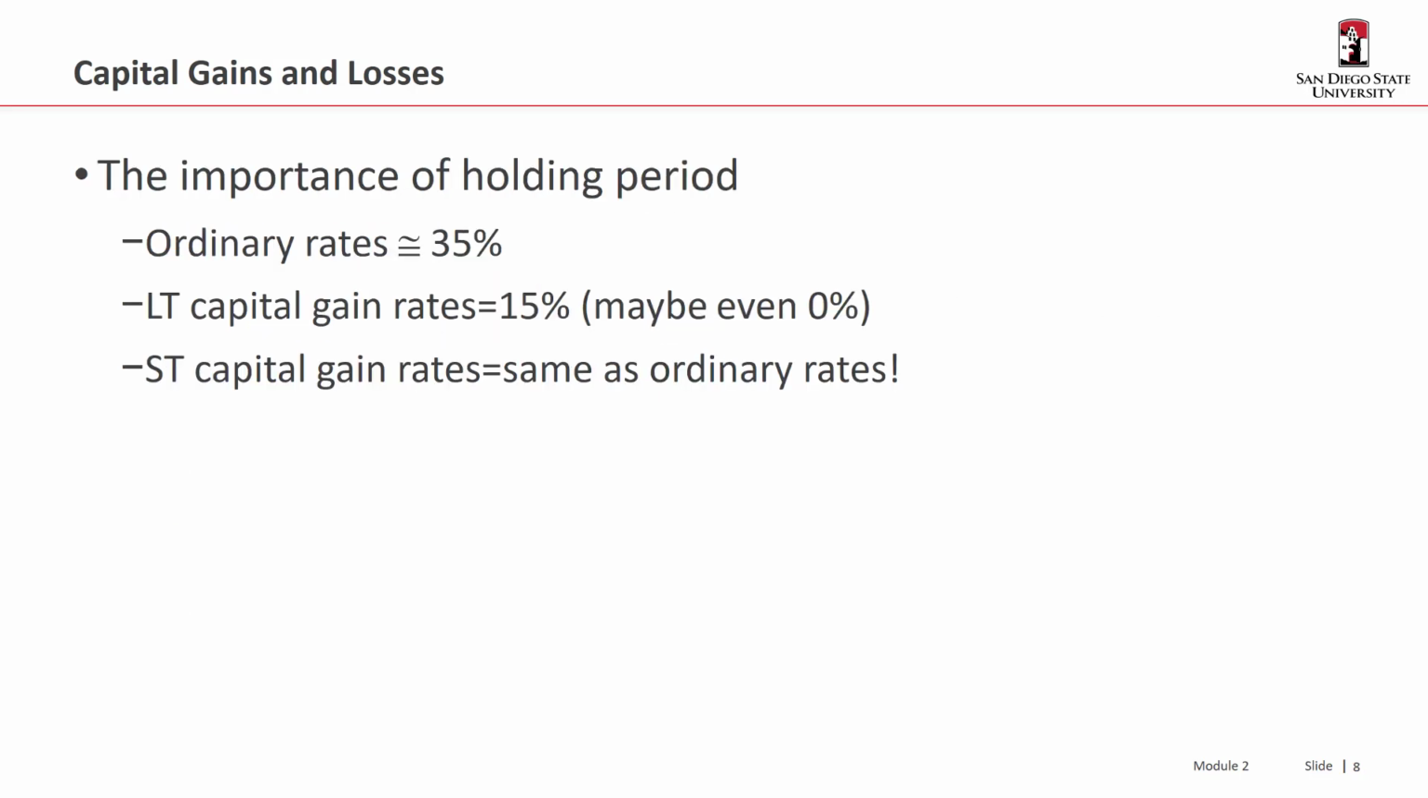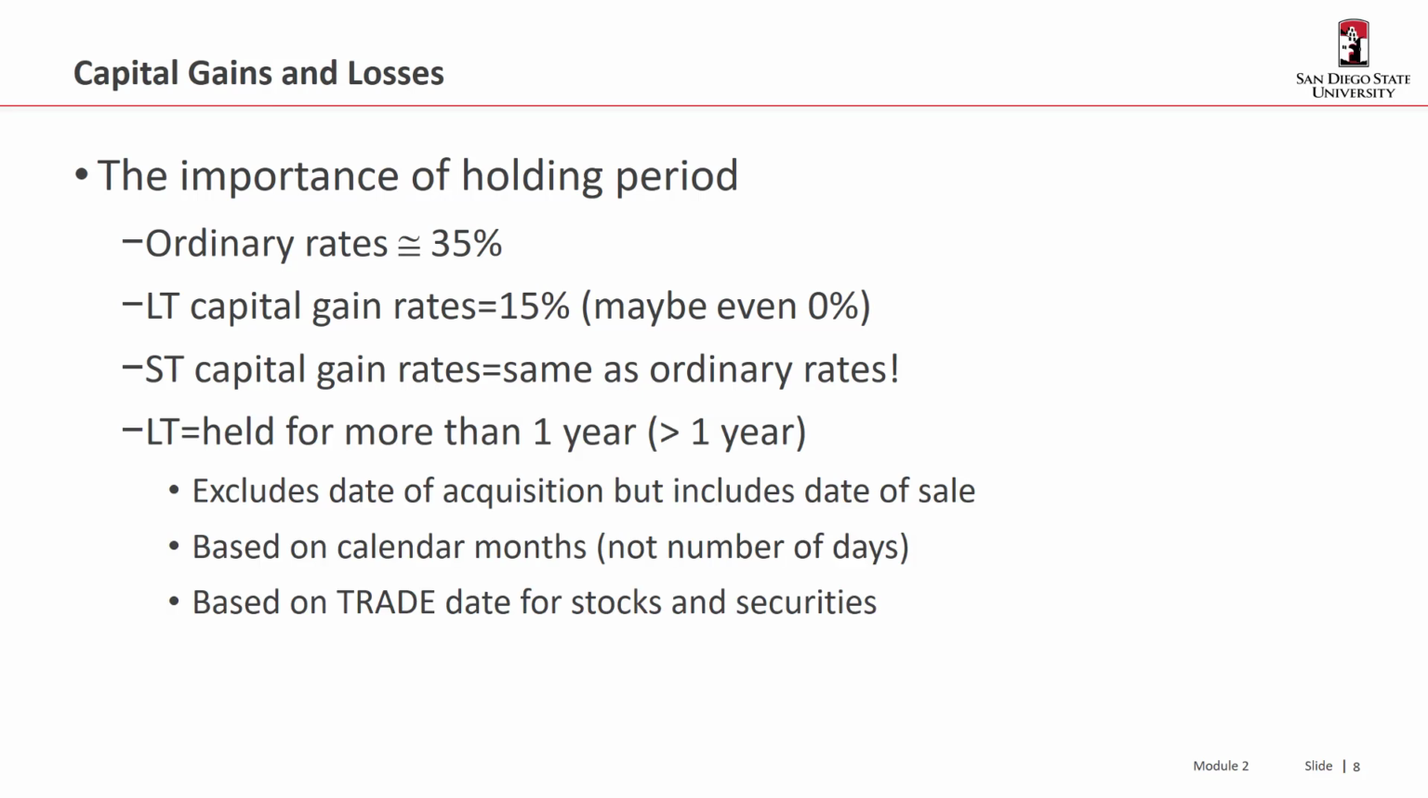So this clearly raises the specter of how important holding period is, right? So again, we have ordinary rates and they're taxed at 35. Long-term capital gains are taxed at 15. But note that short-term capital gains are taxed at the same rate as ordinary income. Now that doesn't make them ordinary income. It simply means they're taxed at the same rate as ordinary income. So holding period becomes important. So long-term means you've held it for more than 1 year. So that means you have to have held it for at least a year and a day.